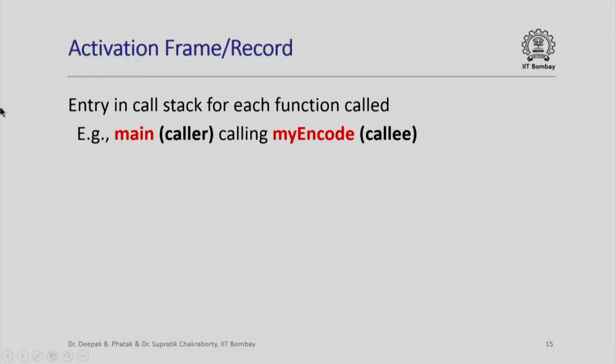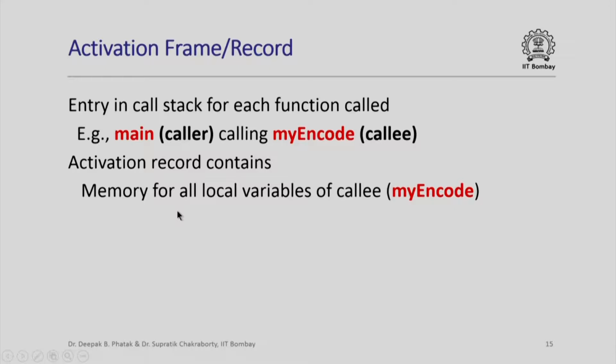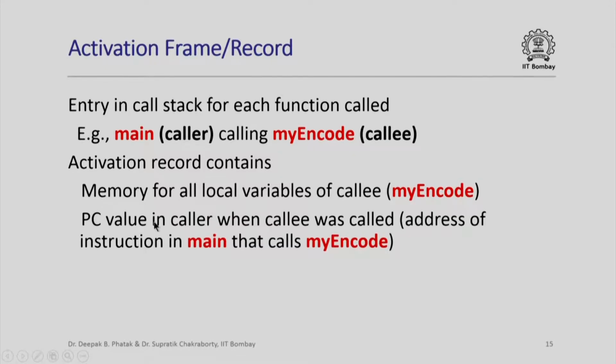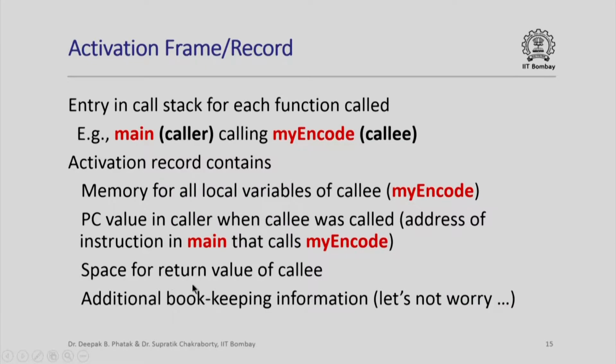Every time a function is called, we make an entry in the call stack, and this entry is called the activation frame or record. For example, if the main function calls myencode, this is the caller function, this is the callee function. The activation record for the callee will contain memory space for all the local variables of the callee. It will contain space for the program counter value in the caller when the callee was called. So in our case, it will have the address of the instruction in main that called myencode. It will have space for the return value of the callee, and it will have some additional bookkeeping information also. Let us not worry about that.